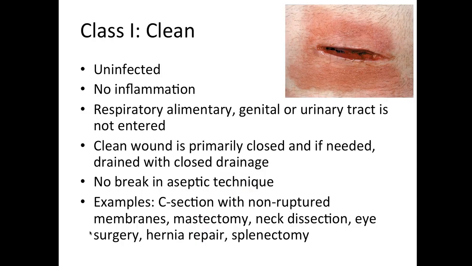So here is our Class 1 or clean classification of a surgical wound. It means that it is uninfected, there's no inflammation, and our respiratory, alimentary, meaning the gastrointestinal tract, genital or urinary tract was not entered. The clean wound is primarily closed, and if it was needed, it was drained with closed drainage. There was no break in aseptic technique, and examples of this would be a C-section with non-ruptured membranes, a mastectomy or breast removal, a neck dissection, eye surgery, hernia repair, or a splenectomy where we would take out the spleen.